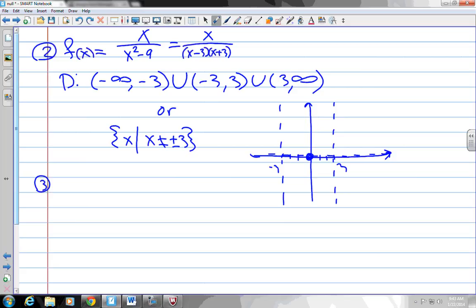So all I need to do is just to test, because I have no idea where it's going to go. So I'm just going to say, how about x equals 1? What is the value if I plug in 1 in there? If I plug in 1, the numerator is positive, the denominator is negative. So overall, negative, right? So then it's going to do this.